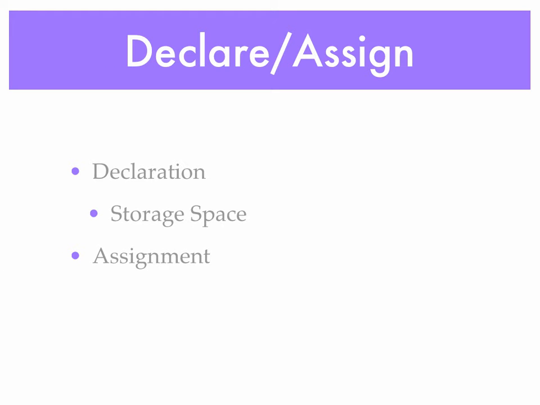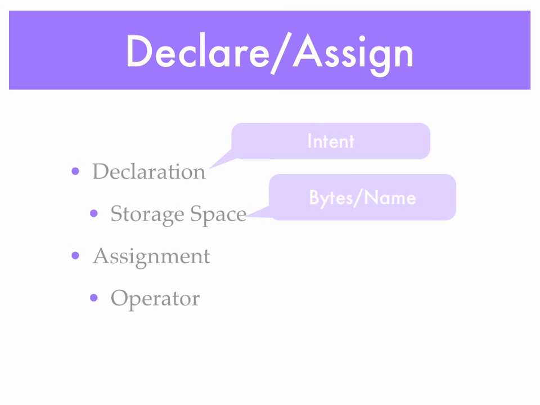Now, having declared our variables, we can now assign a value to them. We assign a value to that variable through the use of the assignment operator, which is the equal sign. So on declaration, I signify my intent to have a variable of a specified type. Storage space in bytes is put aside in sufficient size to hold a variable of that type, and a name is associated with that storage space. Assignment is the storage of a value into that named space, and I do so with the assignment operator, which is the equal sign.